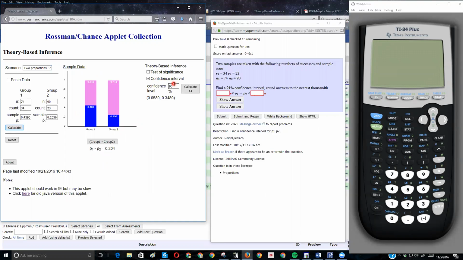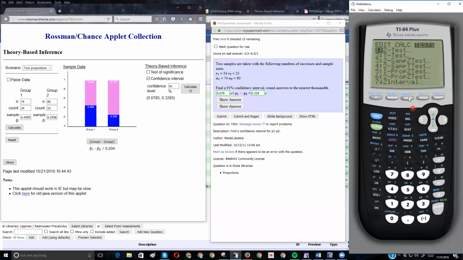We're doing a confidence interval. I'm doing a 91% confidence interval, so 91. I'm going to calculate it, and then that's what the applet's telling me. So I'm going to type in, notice they aren't saying write it as a percentage, so I can just use the applet results. So 0.079 if we're rounding to the nearest thousandth, and then 0.329, is it? Yeah, I think so. And let's see if I get that right. And I did.